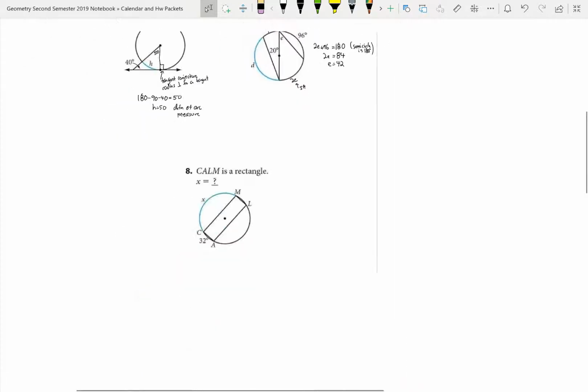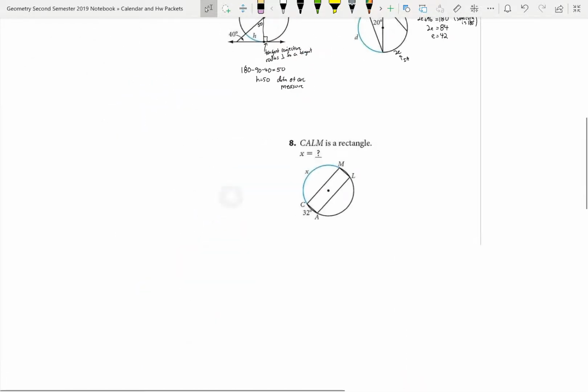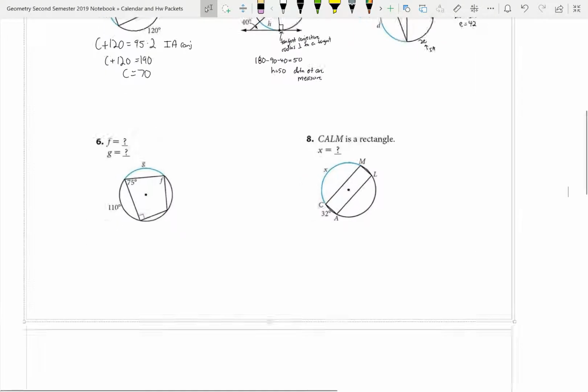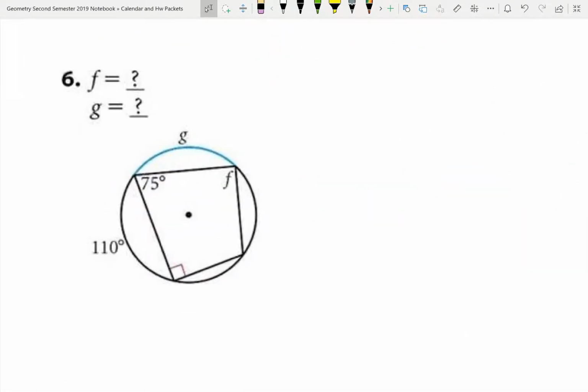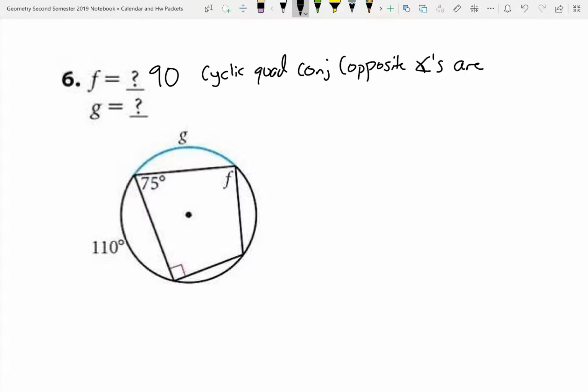Okay. Next is number 6. We have a cyclic quadrilateral. And we know that with a cyclic quadrilateral, opposite angles are supplementary. And so F would be 90 because of the cyclic quadrilateral conjecture. It says opposite angles are supplementary.